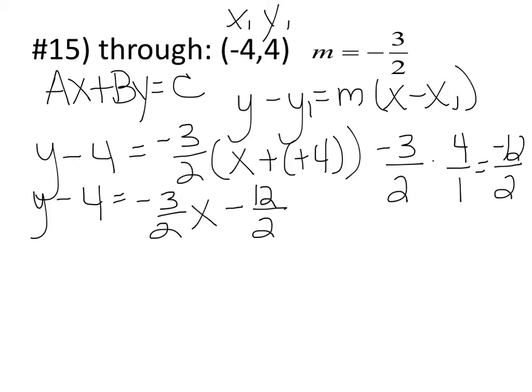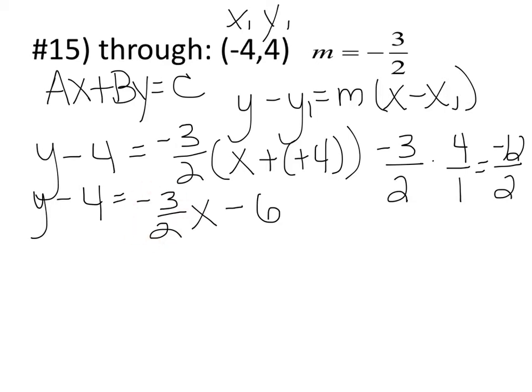So we know that 12 over 2 is just 6. So I'm going to go ahead and write 6. Now we want it in standard form. So you need your coefficient for x, which is your a value, to be positive, and it can't be a fraction. Right now it's negative and a fraction.